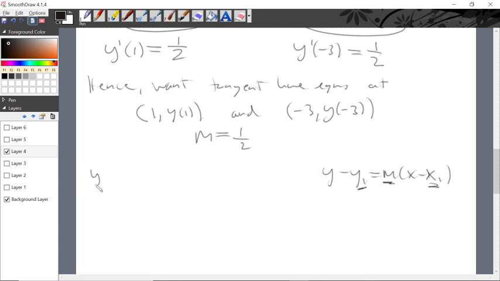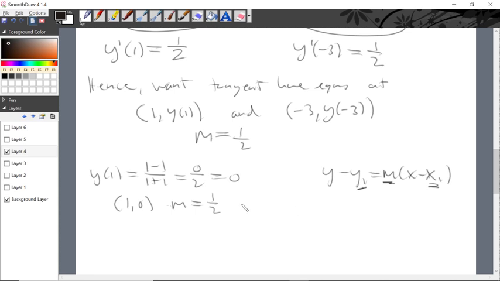So y of 1, first of all, is going to be 1 minus 1 over 1 plus 1. The function was x minus 1 over x plus 1. This gives us 0 over 2, that equals 0. So we have the point (1, 0), and the slope is 1/2, right?